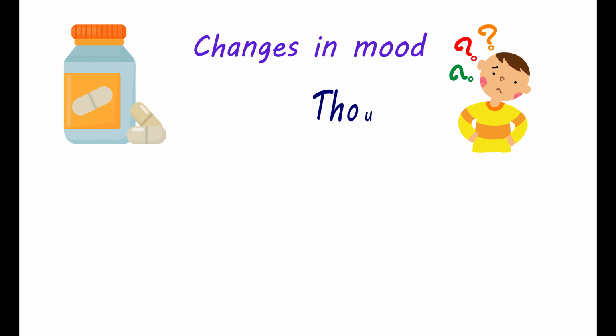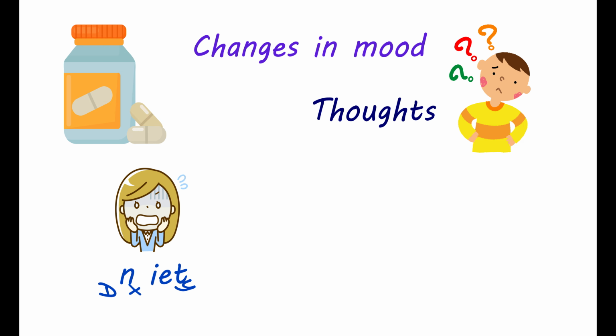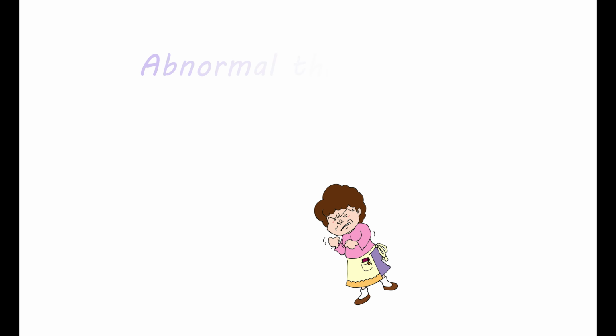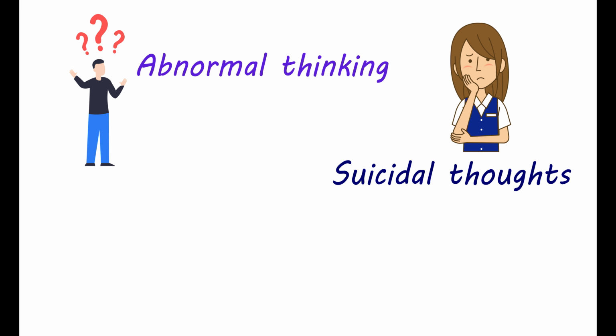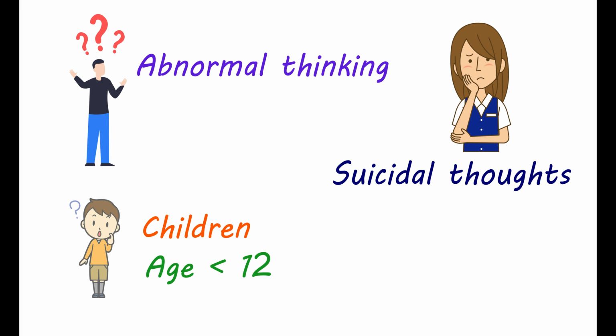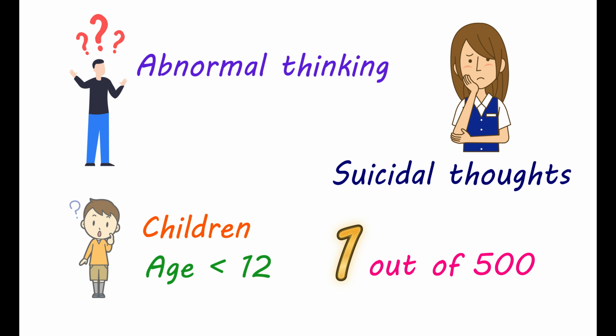This medication can produce a few changes in your mood and thoughts. It may increase anxiety and aggressiveness. Abnormal thinking may be observed that can lead to suicidal thoughts. This effect is especially observed in children under the age of 12. Around 1 out of 500 people may experience such effects. Your doctor will periodically assess the appearance of mood changes and anxiety. However, if you find any abnormal behavior or a low mood, it is better to talk with your doctor.